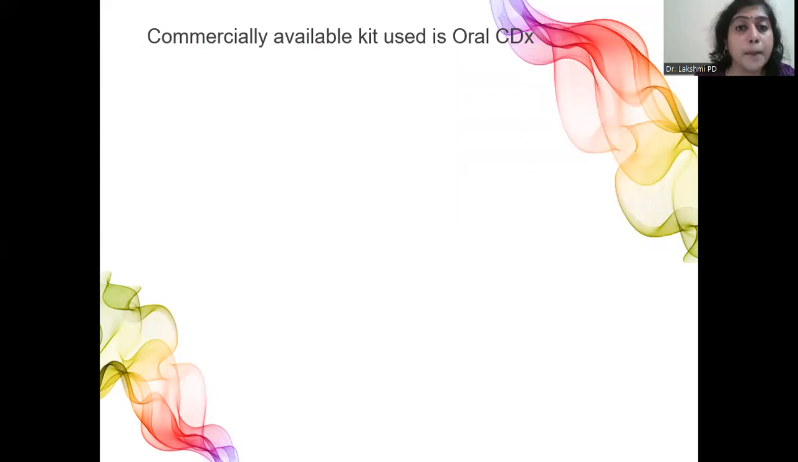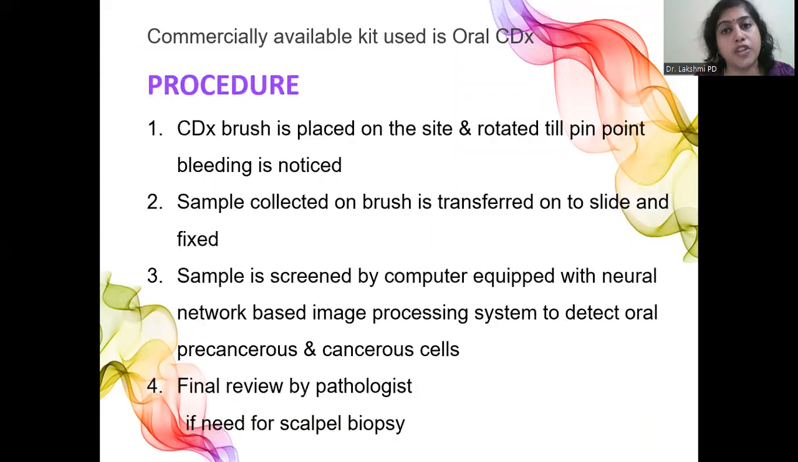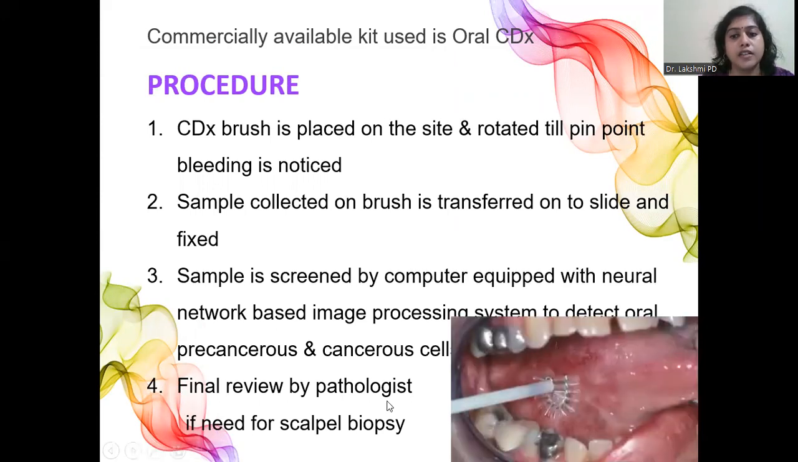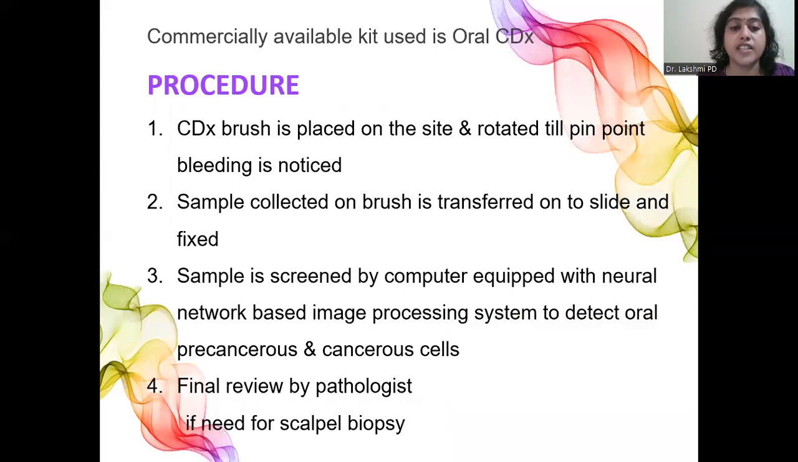The commercially available kit that is used for brush biopsy is your OralCDx, and the procedure is basically like you can see in this picture. You just have to place the brush onto the site, rotate it till you are able to see pinpoint bleeding. Once you see that, remove the brush, transfer that specimen onto the slide and fix it. Then that sample is screened by a computer equipped with a neural network based image processing system, which can actually detect any oral precancerous or cancerous cells.